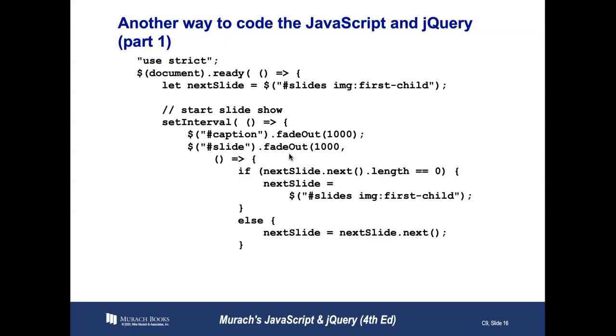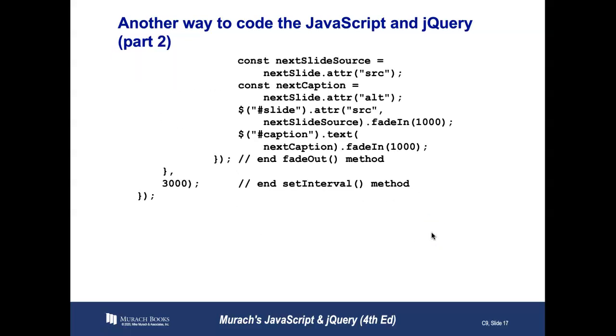So let's move forward. And now we have the fade out if next slide dot next. So what's next slide? Well, next slide would be the slide image first child. So in this case, we're calling on the slides, and we're looking at the first image. That's when we start. And then the next would be the second image. The next would be the third image on each run of the interval. And the interval is at 3000, which is 3 seconds. So if the length of next is 0, if there is no next, we go back to the first child again. Otherwise, we keep going to the next image. So that next is a very important method in this scenario.